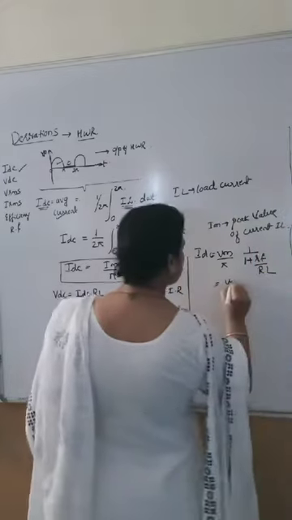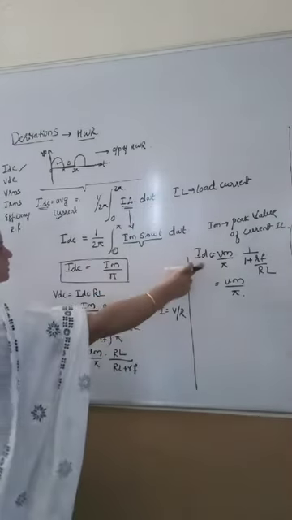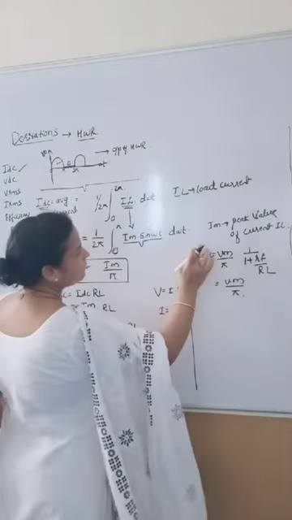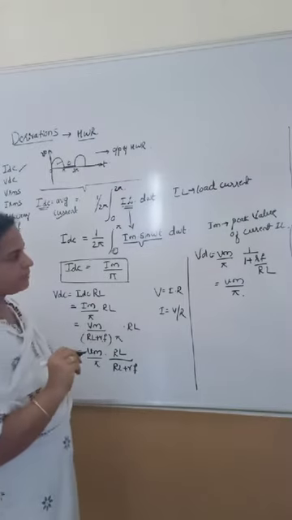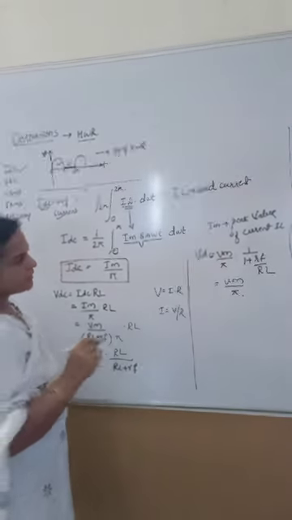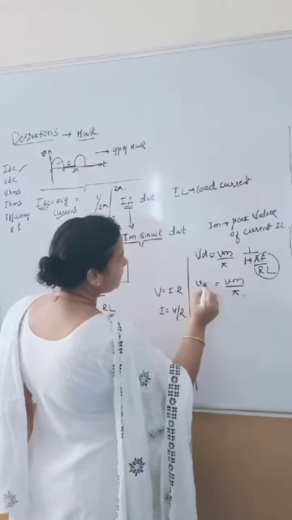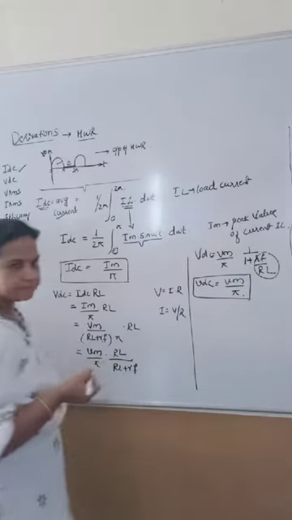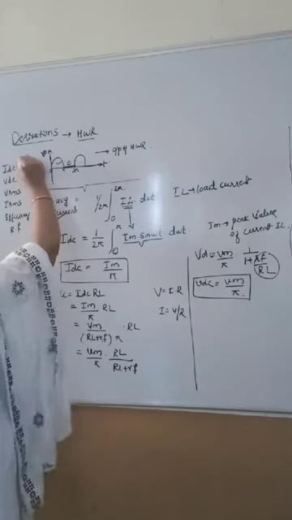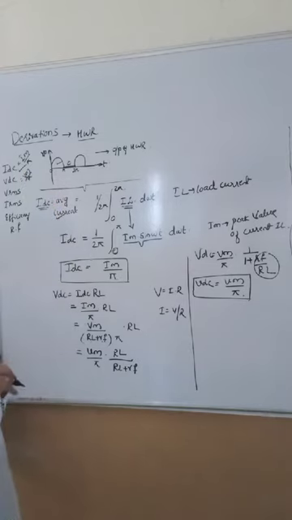So the answer is Vm by pi. Sorry, this is not IDC. This should be VDC. VDC is equal to Vm by pi into 1 divided by 1 plus RF by RL. We are neglecting this term, so we get Vm by pi. So VDC is equal to Vm by pi. What is the value of this? I got this one as Im by pi, and this one as Vm by pi. We derived it as Vm by pi.